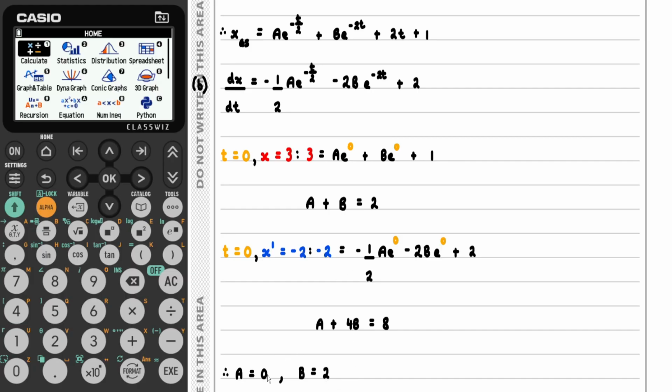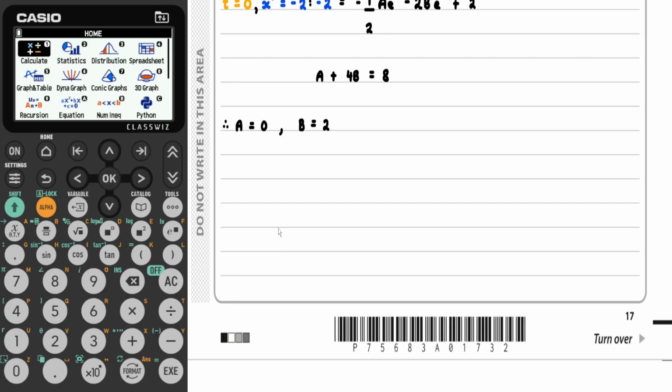Now that we know what a and b are, we can use this to state our particular solution. We replace the a with 0, we replace the b with 2, meaning the particular solution is equal to 2e to the negative 2t plus 2t plus 1.